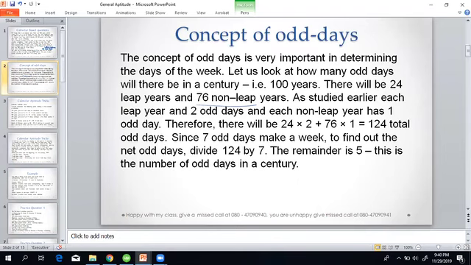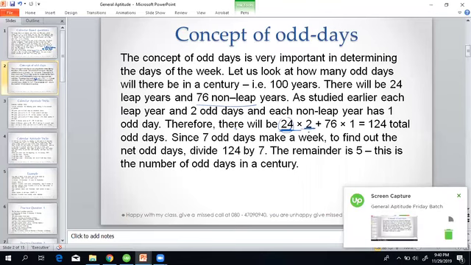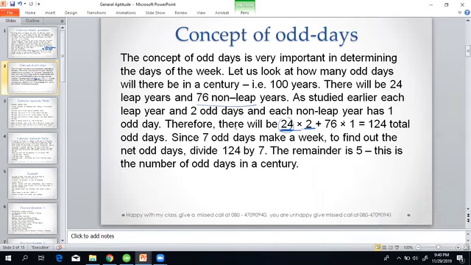According to our study, in an ordinary year there is one odd day, and in a leap year there are two odd days. So in a century, how many odd days are there? 24 multiplied by 2, because 24 is the number of leap years and every leap year has two odd days. 76 are ordinary years, and there is one odd day in every ordinary year.